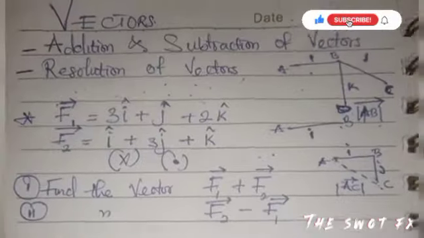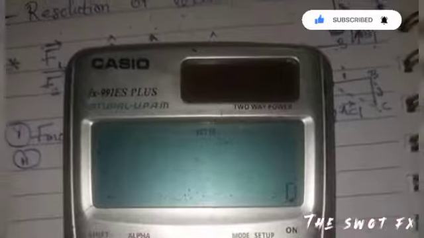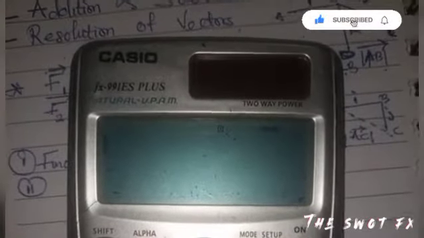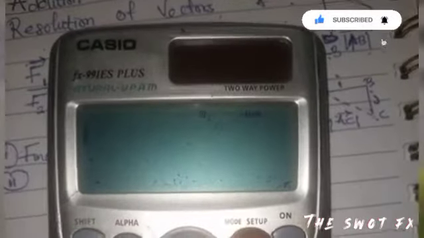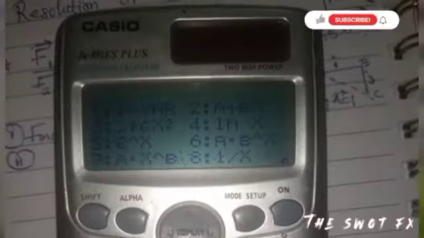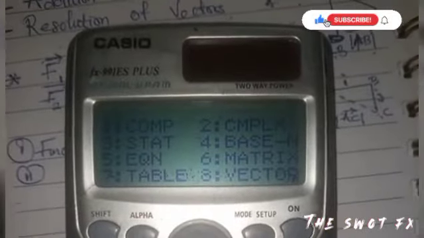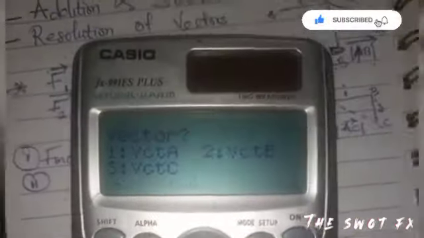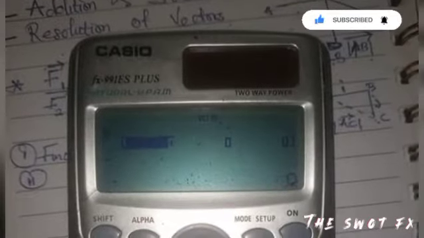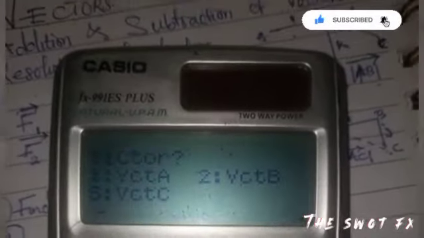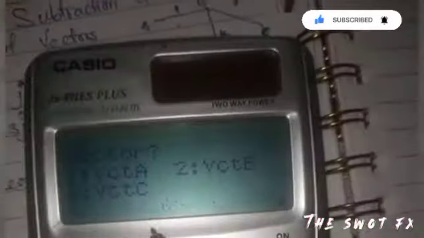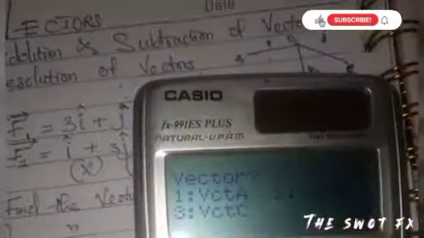The first thing you need to know under vector is how to change your calculator to vector mode. First of all, just go to your calculator. Your calculator has to be in vector mode. How do you change it to vector mode? You press mode 8. Mine was already in vector mode, so what I did was to press mode 8. Then we have vector A, vector B, and vector C, meaning that you have three different vectors.